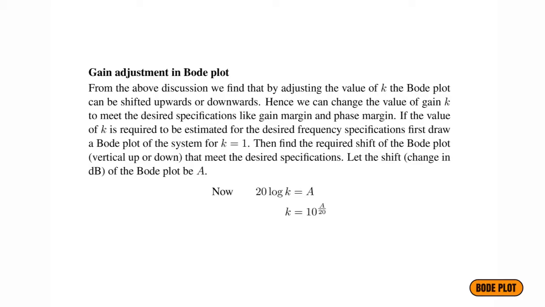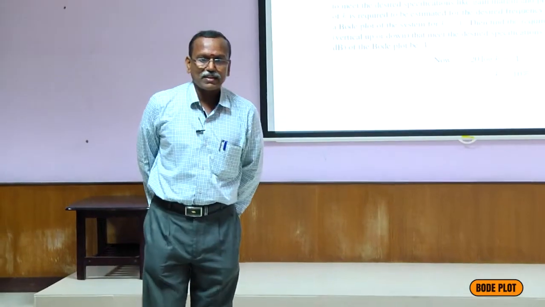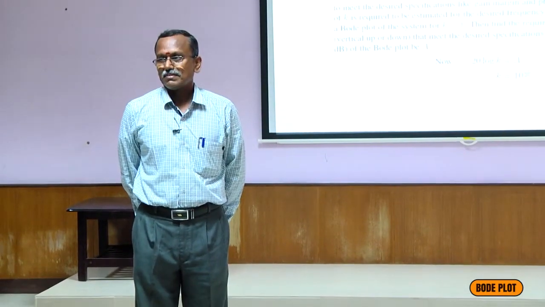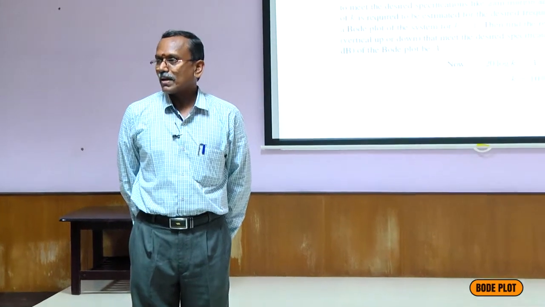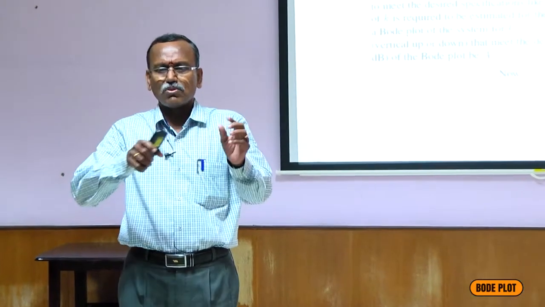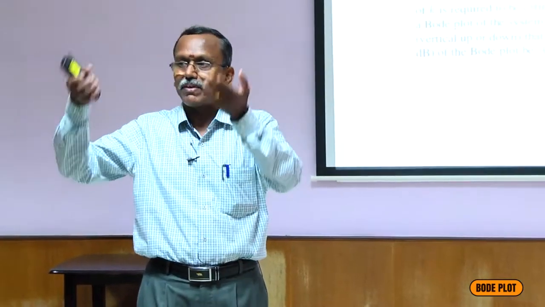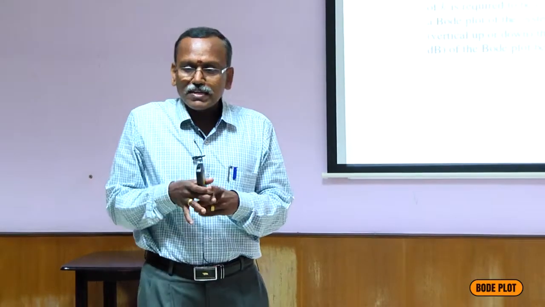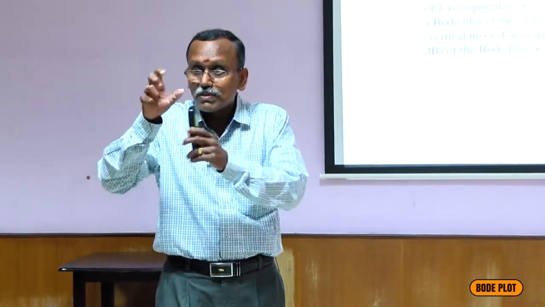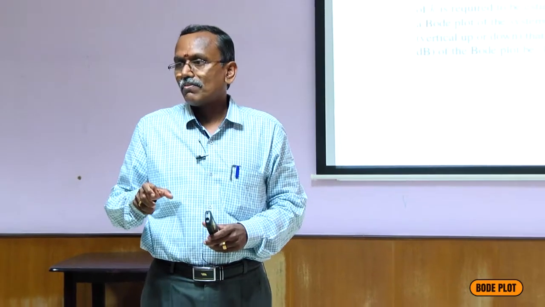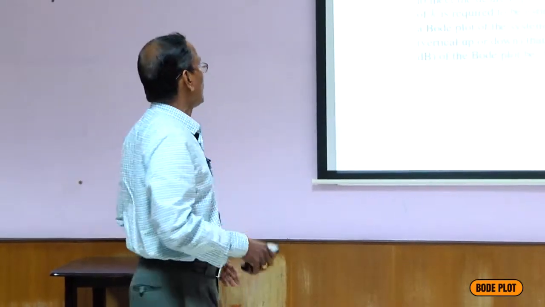Gain adjustment using Bode plot. Already we know that we can find the k max. How to find the k max by using the Bode plot, we have already seen. Take the gain margin, 20 log k equal to gain margin. From that we can find the k max value. I want to adjust the gain in such a way that I get this much gain margin. For that, how to adjust k, that can be done.